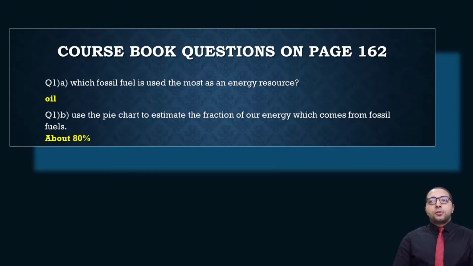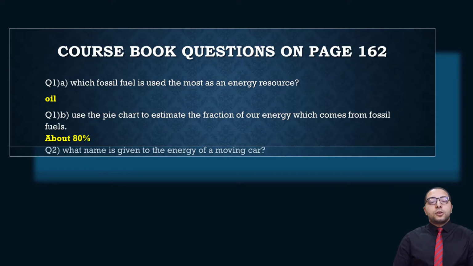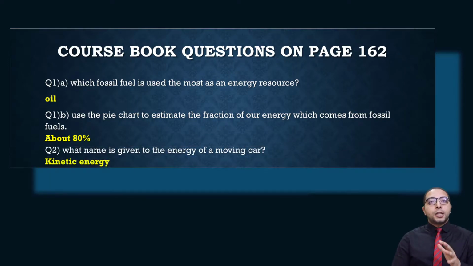What name is given to the energy of a moving car? The energy of a moving car is called kinetic energy. Kinetic energy is the energy of movement.